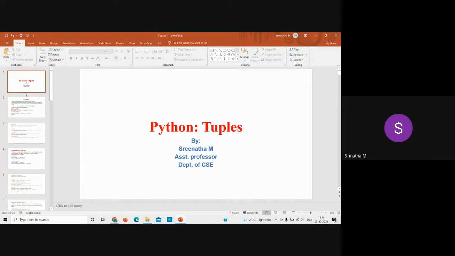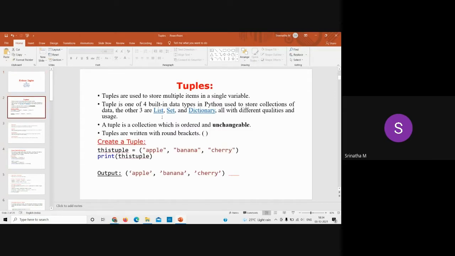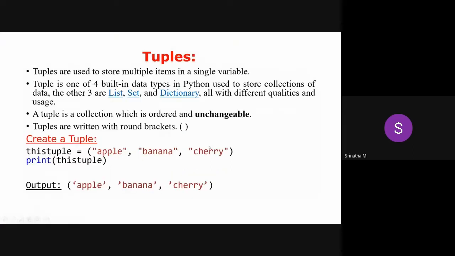This is one of the data structures. So what you need to understand in Python: tuples are used to store multiple items in a single variable, and this is one of the four data structures that Python uses to store collections of data. One of those is this one. The other three are list, sets, and dictionary. As we know, all of these come with different qualities and usage. Each has its own properties where we can use them.